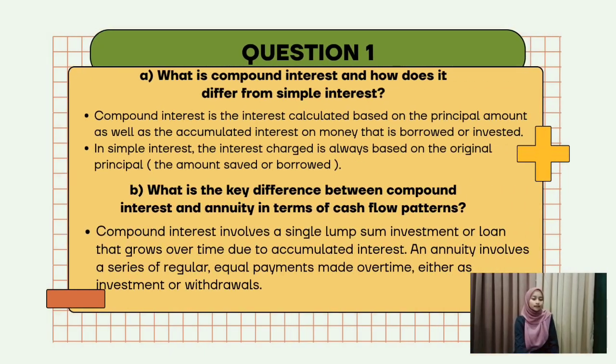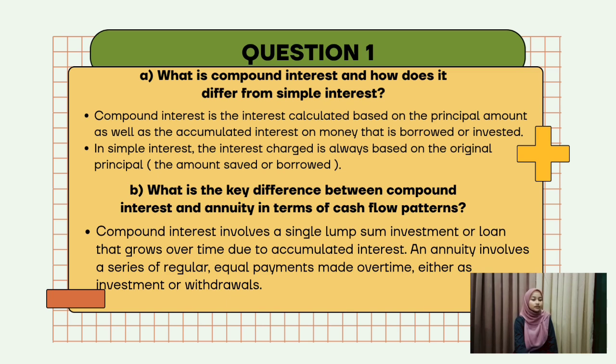Question 1a. Compound interest is the interest calculated based on the principal amount as well as the accumulated interest on money that is borrowed or invested. In simple interest, the interest charge is always based on the original principal, the amount saved or borrowed. B. Compound interest involves a single lump sum investment or loan that grows over time due to accumulated interest.